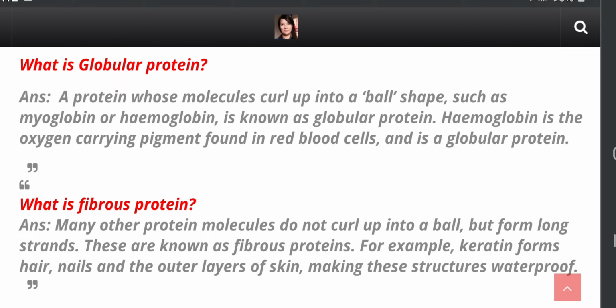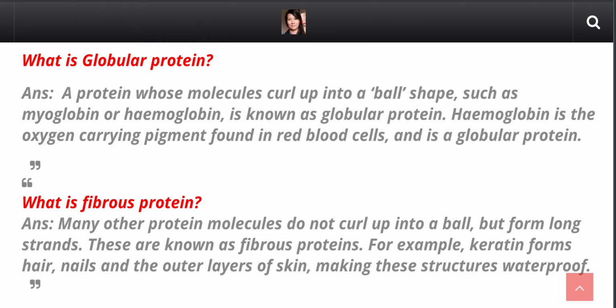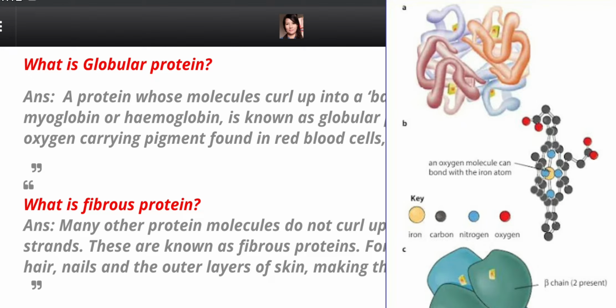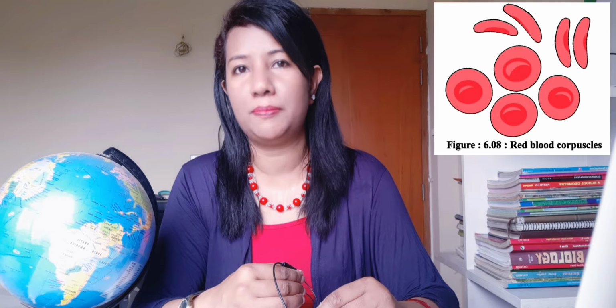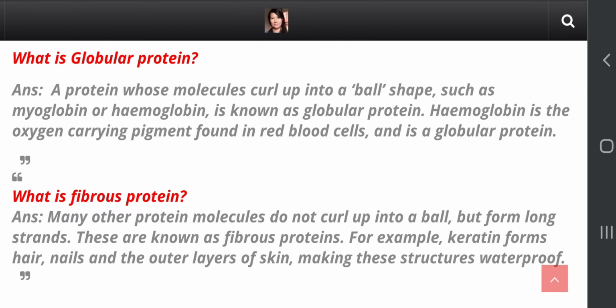So now I'm going to talk about what is globular protein and what is fibrous protein. Globular protein, that is the molecules curl up into a ball shape, such as myoglobin or hemoglobin. Hemoglobin is the oxygen carrying pigment found in the red blood cells, and is a globular protein.